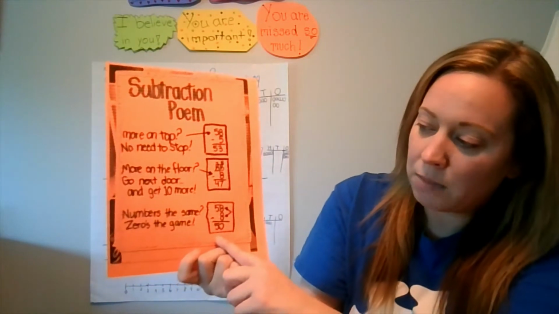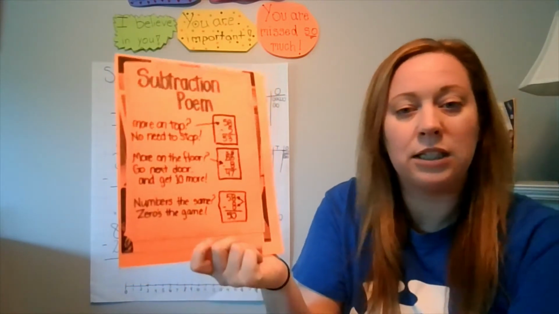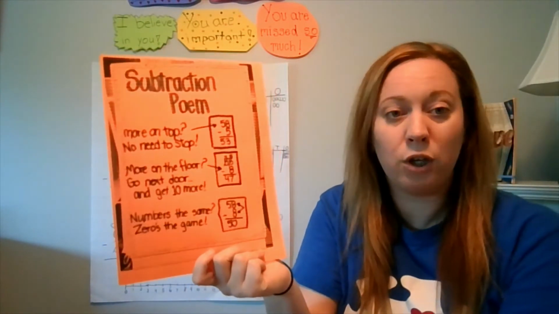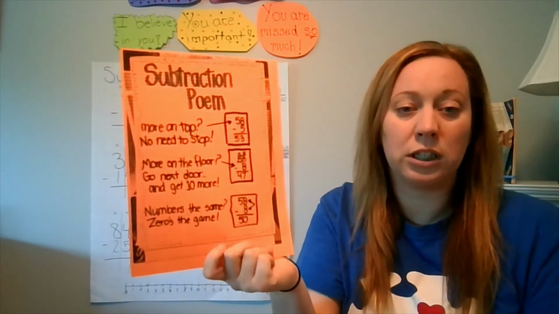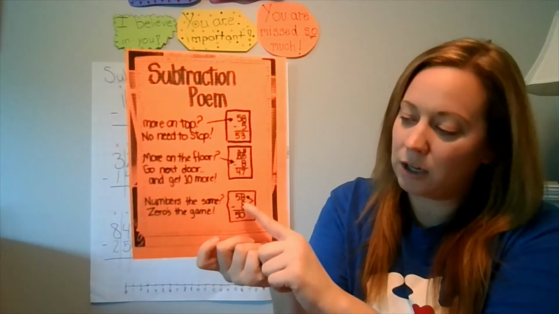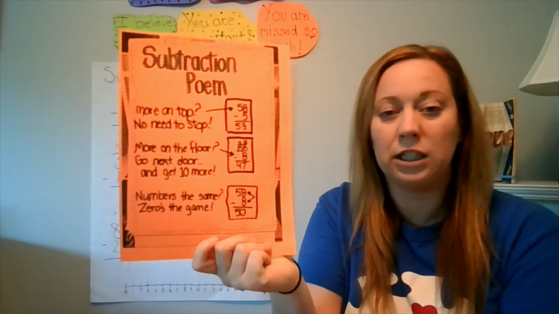Then if we look at the bottom, it says numbers the same, zeros the game. That's saying if you have the same number in the top as in the bottom, when you subtract them, it will always equal 0. The example they gave here was 8 minus 8, which will always equal 0.